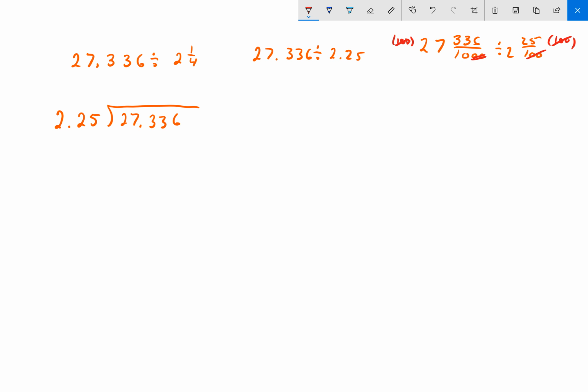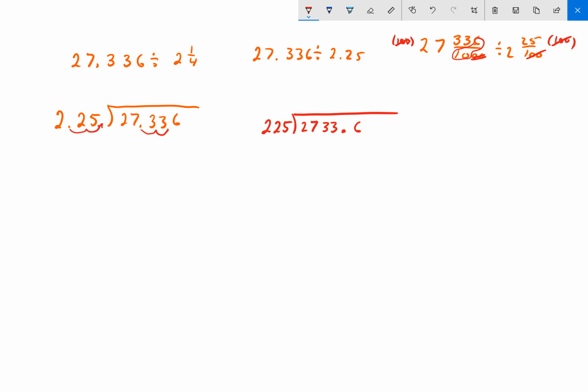You were probably told in school at some point in time that you should move your decimal over 2 spots. So that's what I'm going to do. I'm going to make this 225, and then I'm going to have to move this over 2 spots, 1, 2. And you can see this becomes 2,733 and 6 tenths, 0.6. And like I said, that kind of makes sense because I'm left with the 6 tenths here when I multiply by 100.